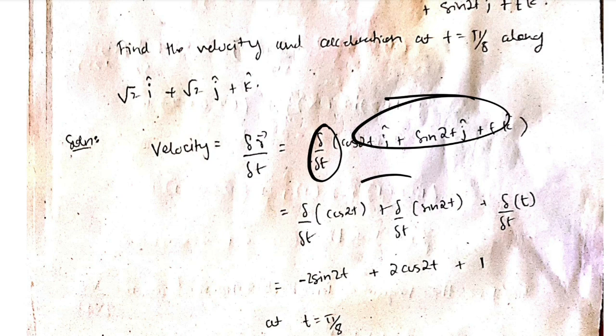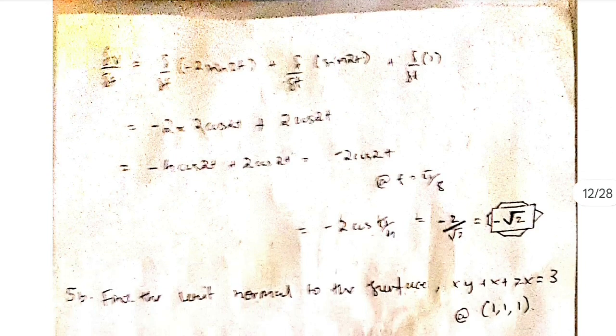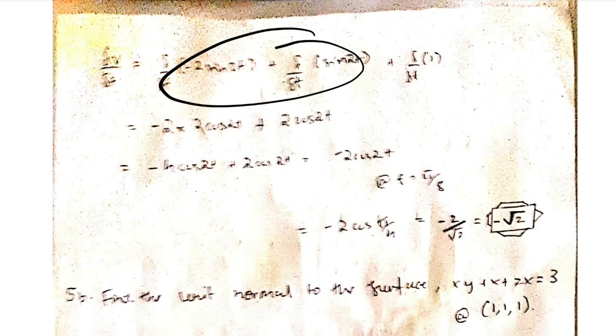Write the equation, differentiate, and see what answer you get. Substitute t is equal to pi by 8, and you will get one answer. The same thing goes for acceleration also. In the acceleration also, you will do the same thing, and will differentiate the answer you got in v.